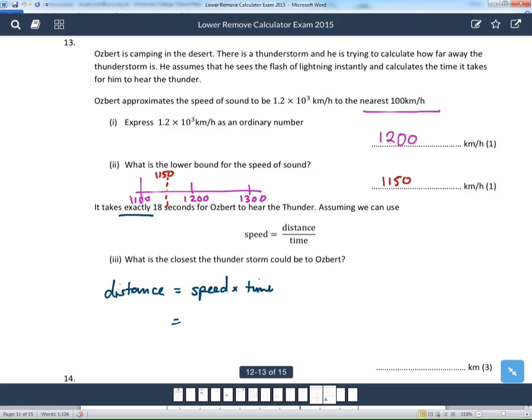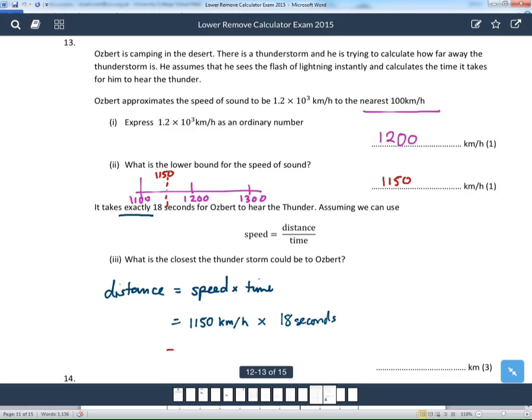Now the speed, well, this is kind of sneaky, but you are asked for the closest the thunderstorm could have been, so you really should have used the lower bound for the speed. So the lower bound for the speed was 1,150. Now notice how this is in kilometers per hour. The most common mistake on this question was to do the speed times by the 18 seconds. We can't do that. We can't do kilometers per hour times by 18 seconds.